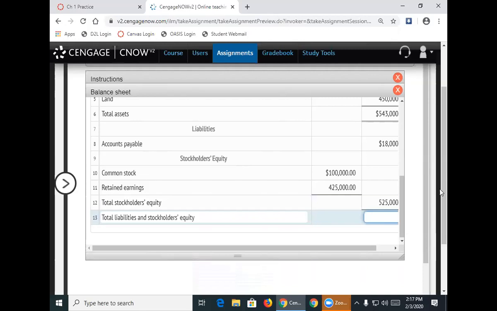So my total liabilities and equity would be my accounts payable of 18,000 plus my equity of 525,000. So I add liabilities plus equity, 543,000. So the whole point of the balance sheet is to show total assets, 543,000, equal liabilities plus equity, 543,000. So if those don't equal, then your balance sheet is incorrect. Okay. Any questions on that?